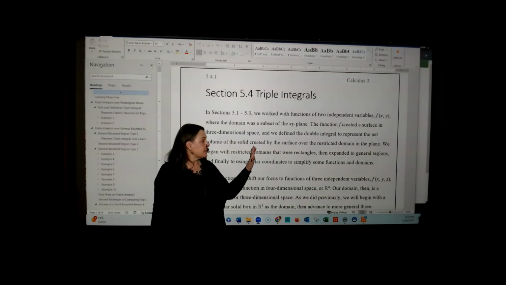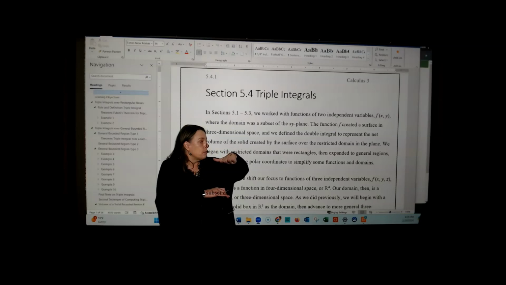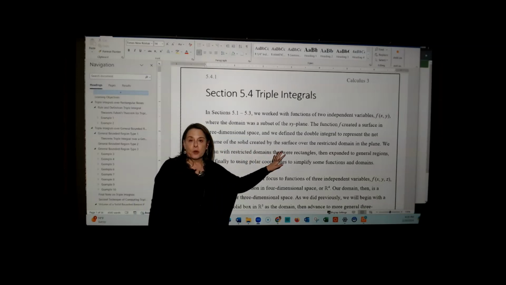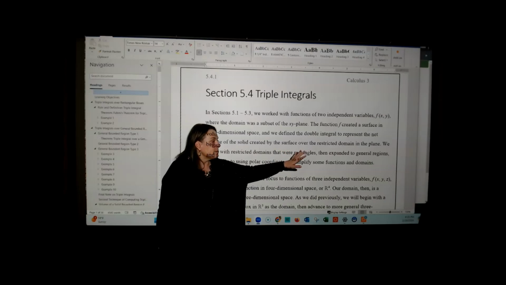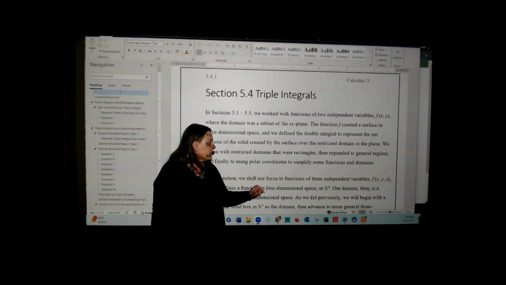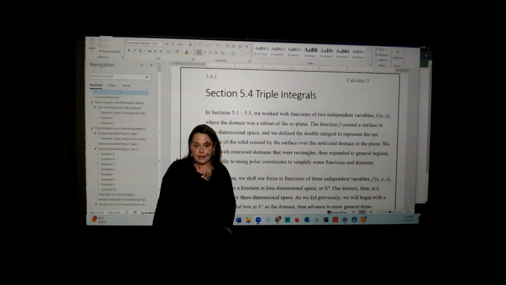net volume of the solid created by the surface over the restricted domain in the plane. We began with domains that were rectangles and then expanded to general regions, and finally to using polar coordinates in the previous section to simplify some functions and domains.